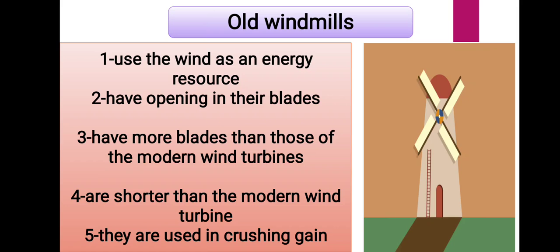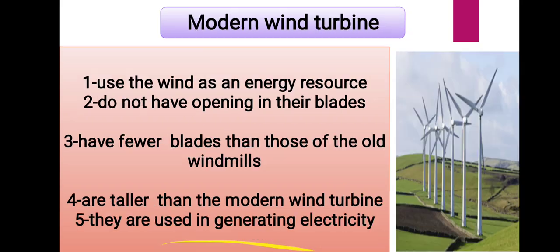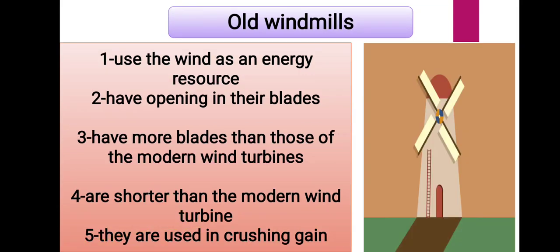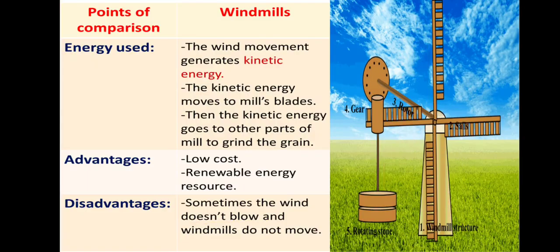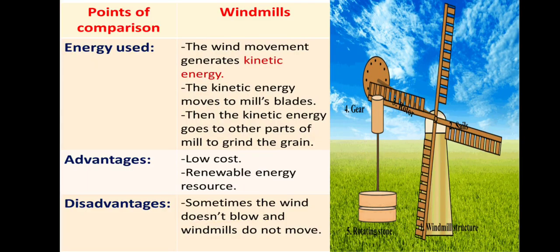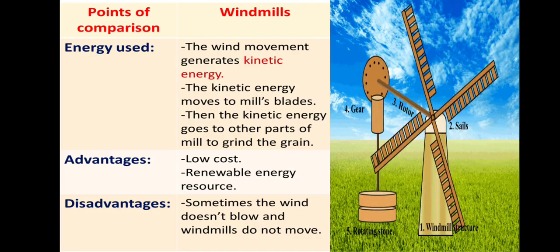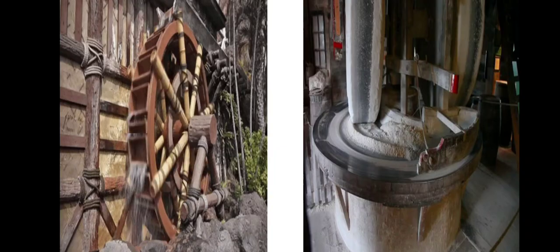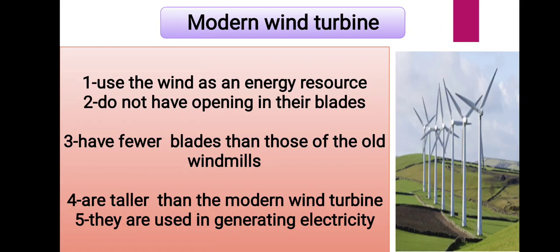At first, both of them use the wind as a source of energy. The old windmills use the wind as a source of energy to make the blades move, and also the modern wind turbine uses the wind as a source of energy to make the blades start to move. But the old windmills have openings on their blades, as we can see in this picture. The blades of the windmills have openings, as we can see here. Okay, but the modern wind turbine doesn't have this opening.